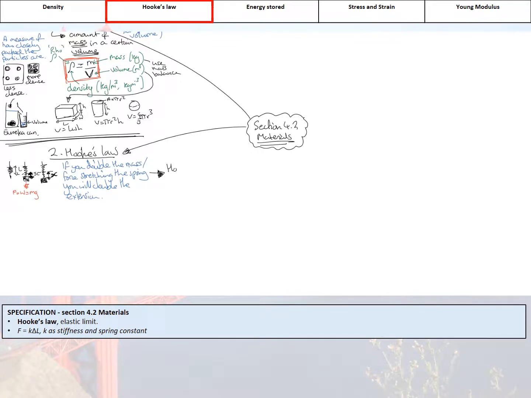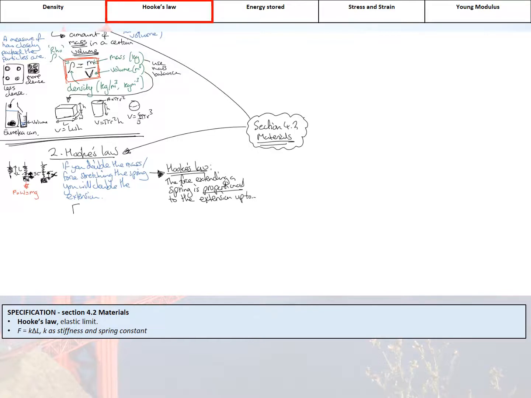So Hooke's law states that the force extending a spring is proportional to the extension. Proportional means they increase in proportion. If you double one, you double the other. Force proportional to extension, up to a limit, and we'll look at that in a second.